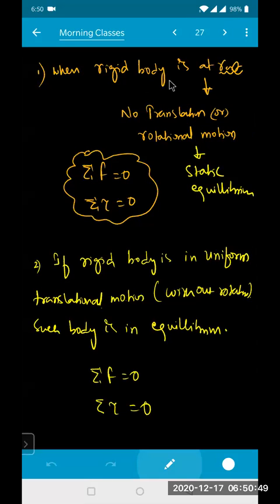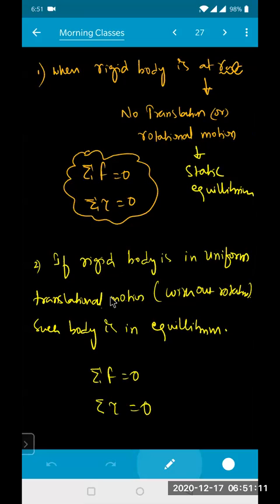When a rigid body is at rest, there is no translation and no rotation, like a table which is always at rest. Such a type of equilibrium is called static equilibrium. In static equilibrium, the sum of the forces is zero, and the sum of the torques acting on the system is also zero.